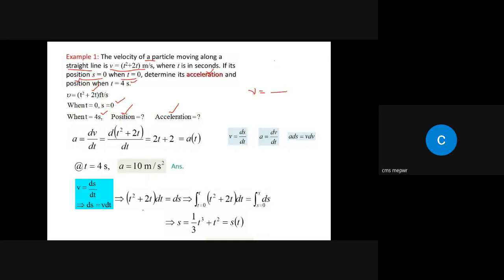Okay, let's say if you are given the displacement and I ask you to find out velocity, how can you find out velocity? Divide by time, or take the derivative? Derivative, yes sir. Okay, correct, you take its derivative.